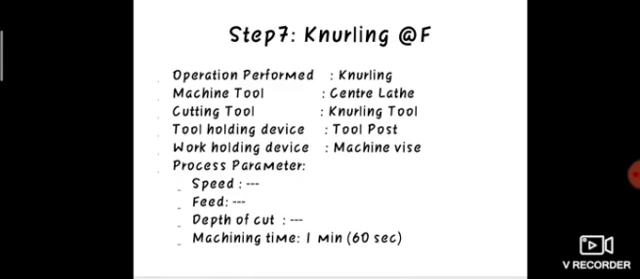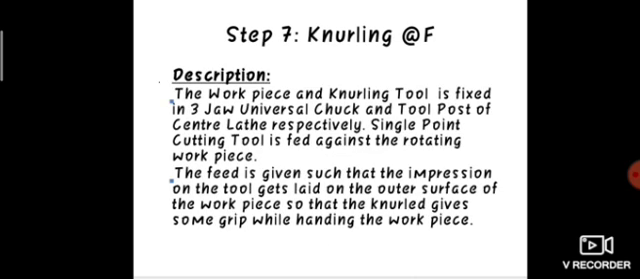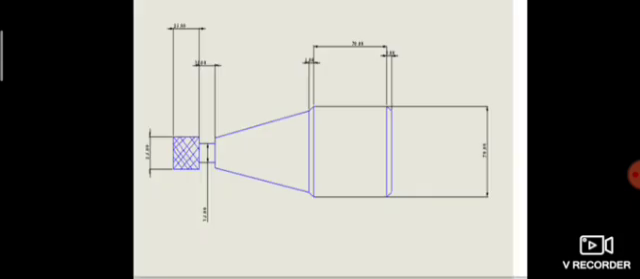Step 7, knurling at the section F. Process: knurling. Machine tool is center lathe, cutting tool is knurling tool, tool holding is tool post, work holding is machine vise. The workpiece is fixed as same as in the lathe, and the feed is given such that the impression of the tool lies on the outer surface of the workpiece, so the knurling gives a grip to handle the workpiece.